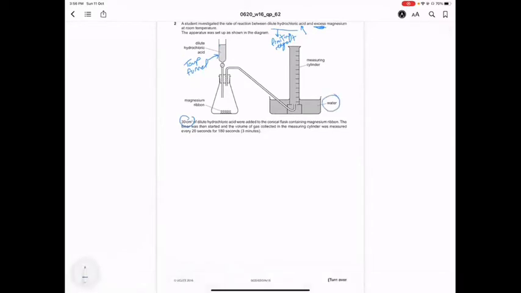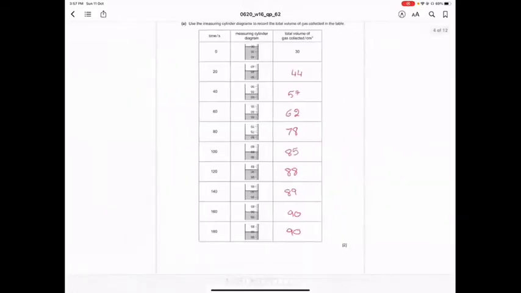Take care, whenever you're measuring a gas underwater, there is a risk that some of the gas may dissolve in the water. Most gases are soluble in water, and even if a gas is not very soluble, some of it may dissolve. Gases are soluble to different extents, okay? If some of the gas dissolved in the water, the reading here will not be accurate. The measurement of the gas will not be accurate, okay?